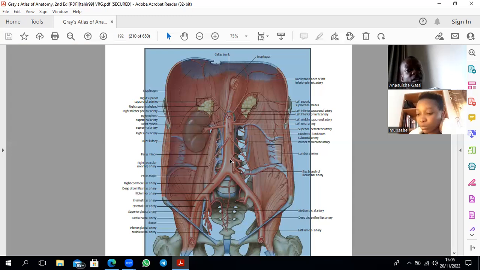So if it's inferior phrenic, where is the superior phrenic coming from? If we said phrenic is diaphragm, this one is coming from an artery below the diaphragm, that's the inferior. Superior phrenic has to be above the diaphragm. It's coming from the thoracic aorta.